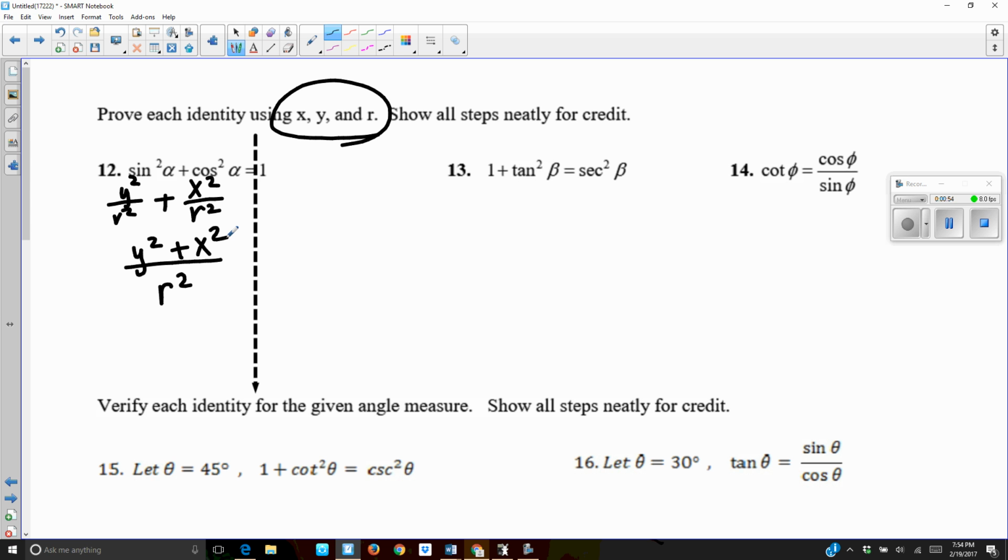The Pythagorean theorem, we know that y squared plus x squared is equivalent to r squared. So we're left with r squared divided by r squared. Anything divided by itself is 1. That's our proof.